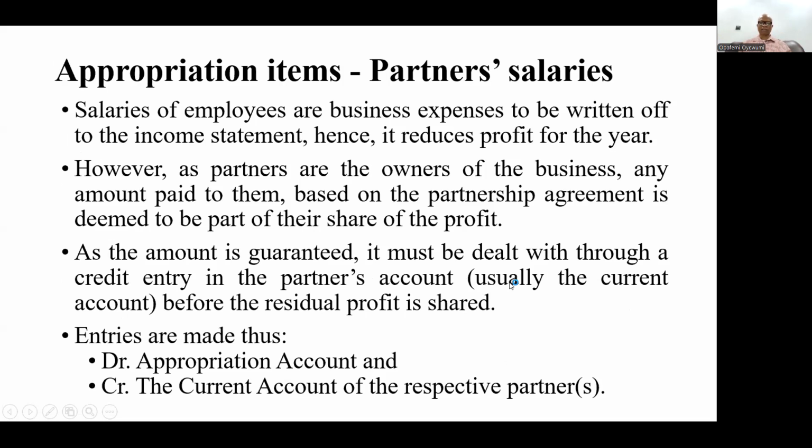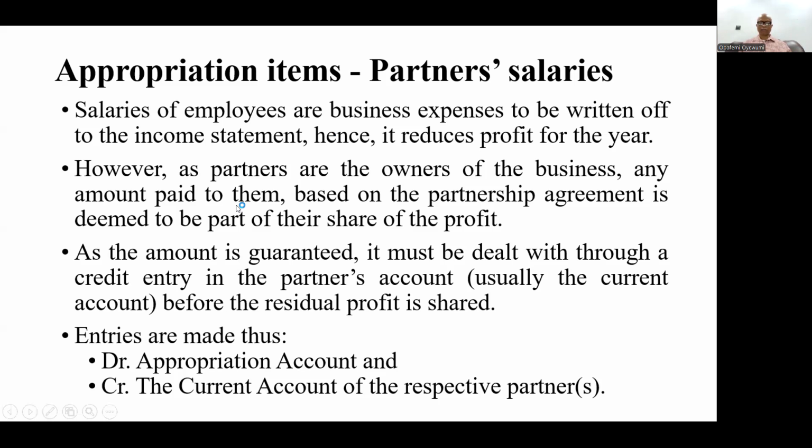Number one is partner salary. Salaries in a business are usually an expense, and they are written off to the income statement. It reduces the profit for the year. But in the case of partnership, partners are owners of the business. So when they take a salary, it is assumed that they are actually sharing in the profit of the partnership. It means that such an amount will not be taken ordinarily as a business expense, but will be taken as an appropriation item.